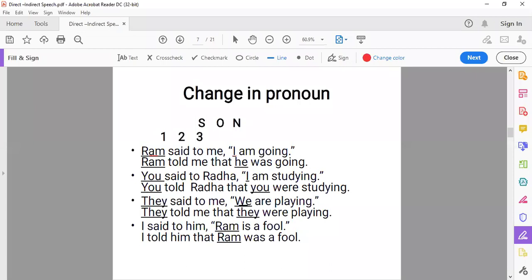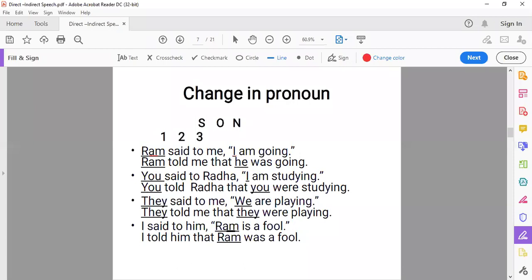We, in the reported speech. Now the subject is we, which is again first person plural form. It will change with the subject of the reporting verb. And what is the subject in the reporting verb? They. So we'll take they in place of we. I said to him, Ram is a fool.